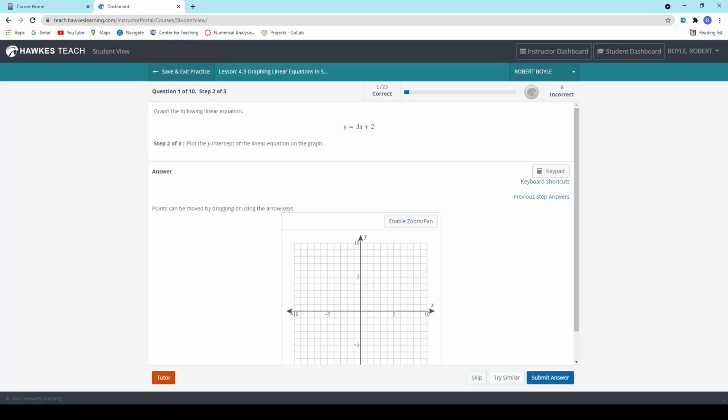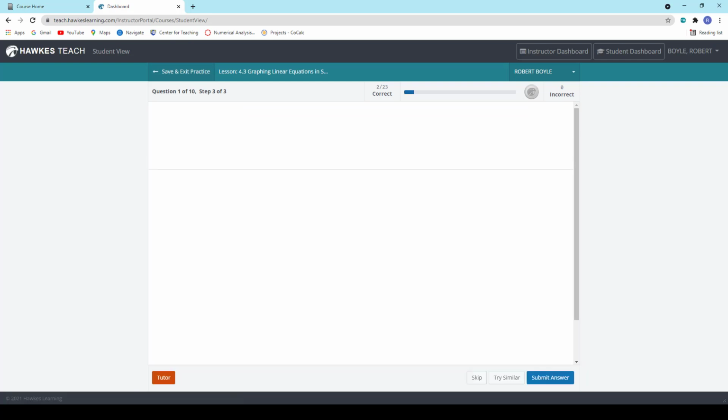Okay, moving on. Now we need to plot the y-intercept of the graph. Now, if you don't recall what your answer was, you can click this and there's your answer. Your y-intercept is 2. So we want to go to the y-axis and go to y equals 2, which is right here, and just basically click. And there you are. You have it. We can submit our answer. It is correct, and now we can move on.